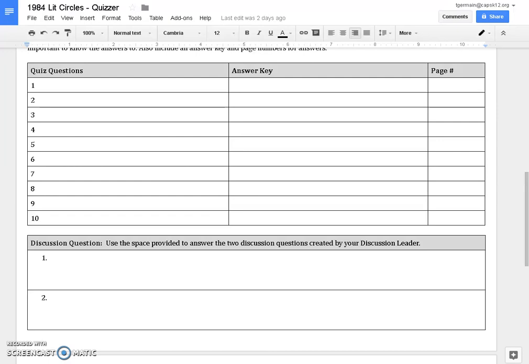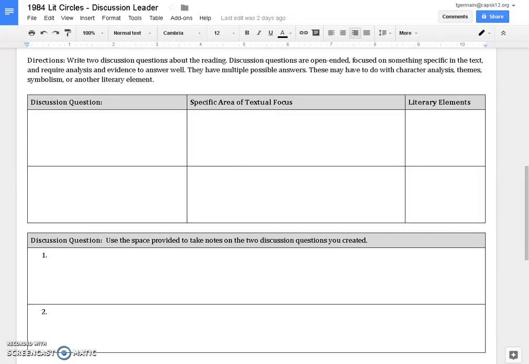Every time that I have asked you to do discussion questions, I've asked you to write down what you talked about, or I've asked you to keep a log, or write down quotes and evidence and have page numbers and all that kind of stuff. So this is just for you to take notes as your discussion leader is leading you through the discussion questions that they came up with.